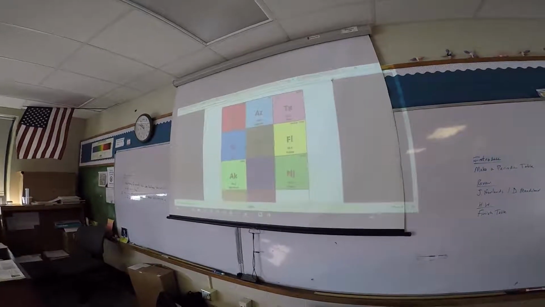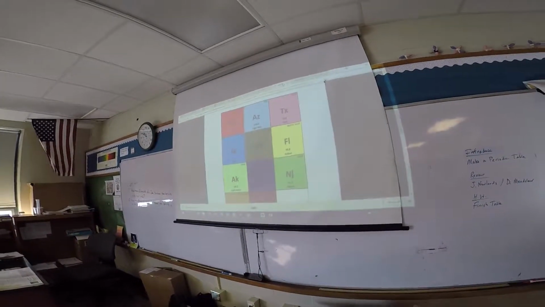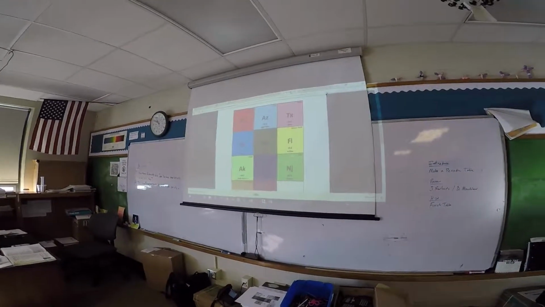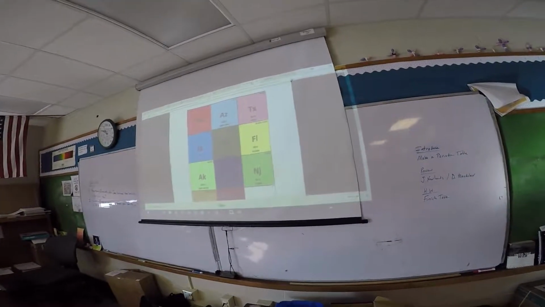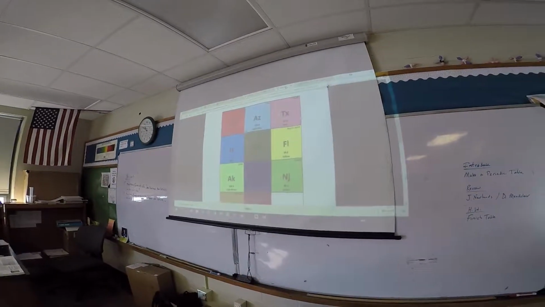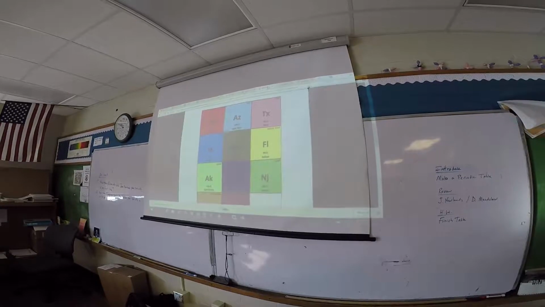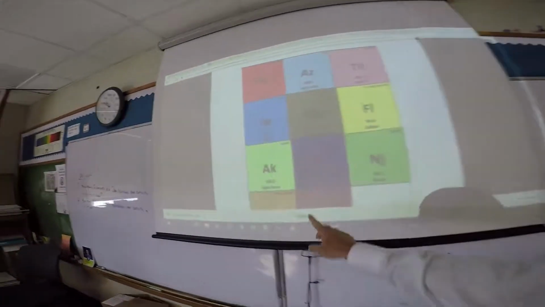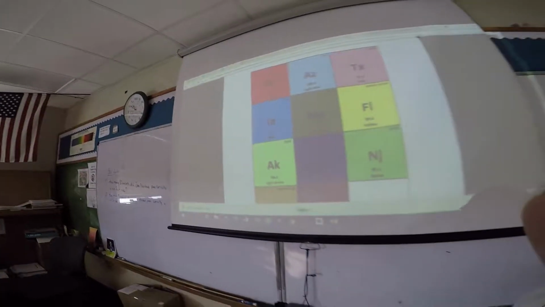So these elements have been designated colors and states. So TX is Texas, FL is Florida. And then they have the mass, and they have also whether it's a solid, liquid, or gas, or the state.